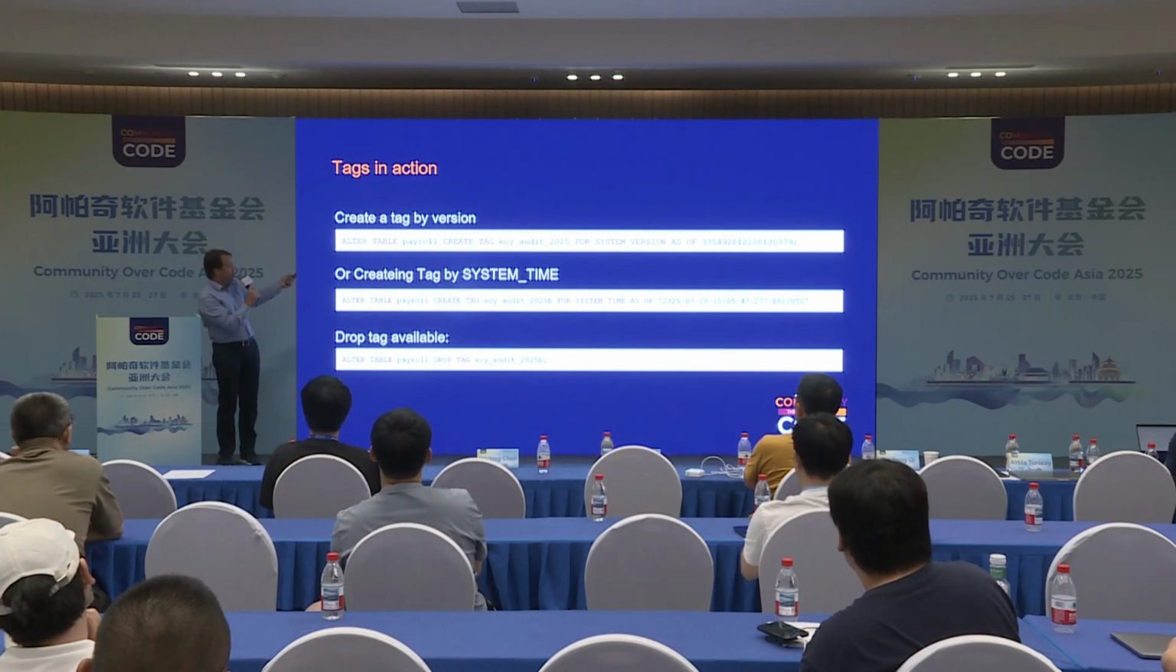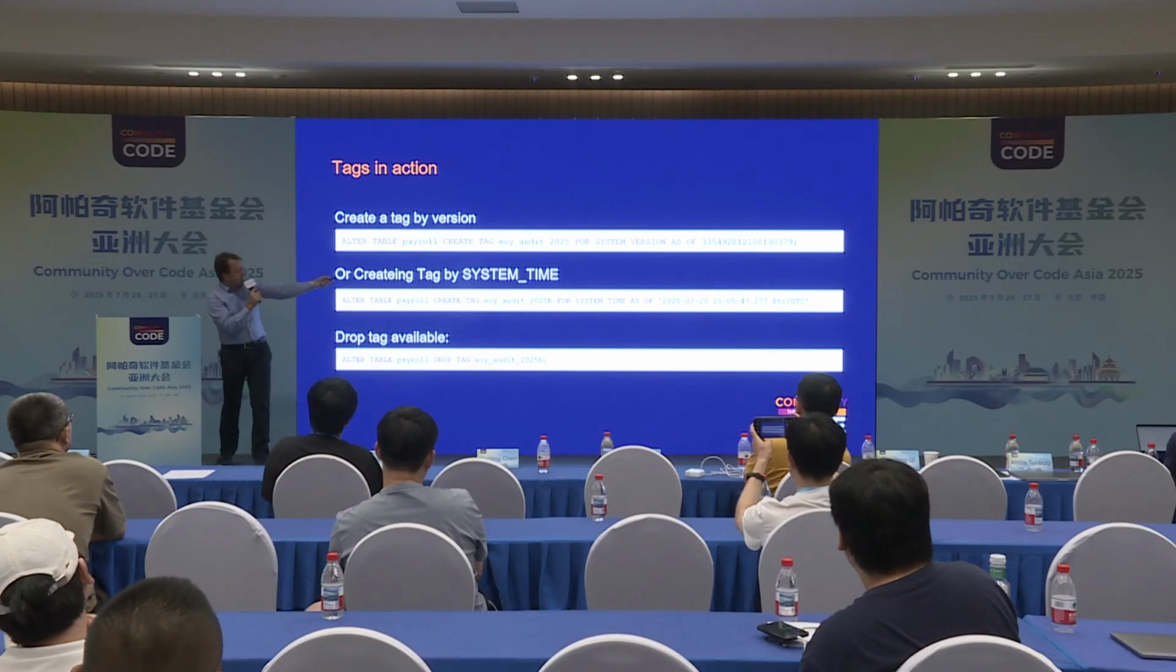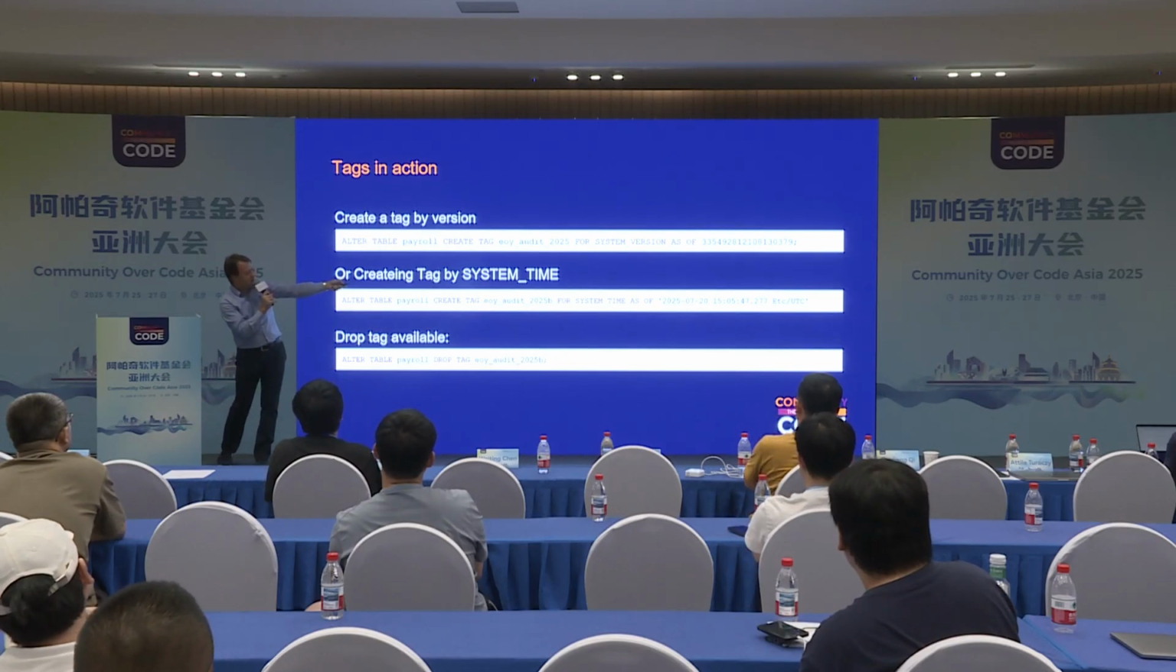And how can I create it? Let's say the alter table. In this case it is not the create branch, but the create tag, let's say end of year audit, for system version as of this.